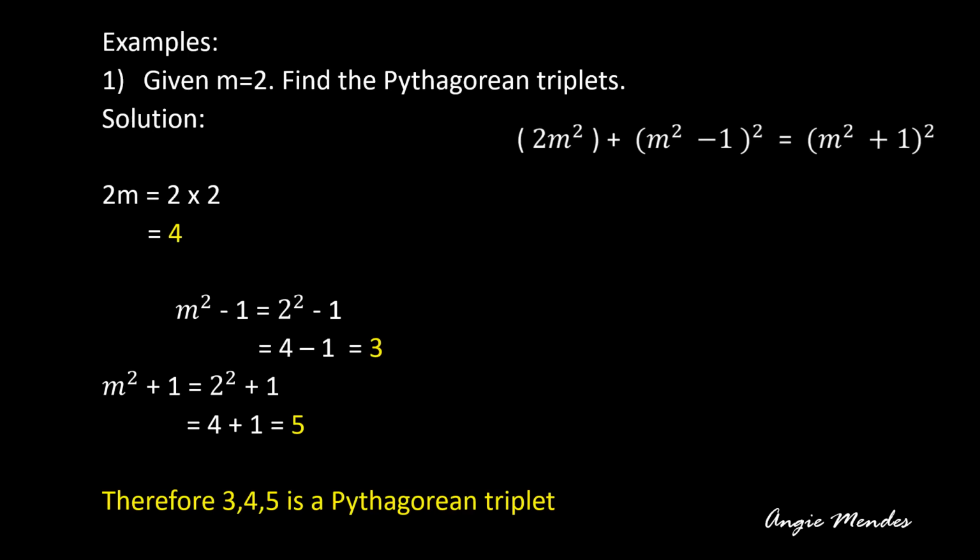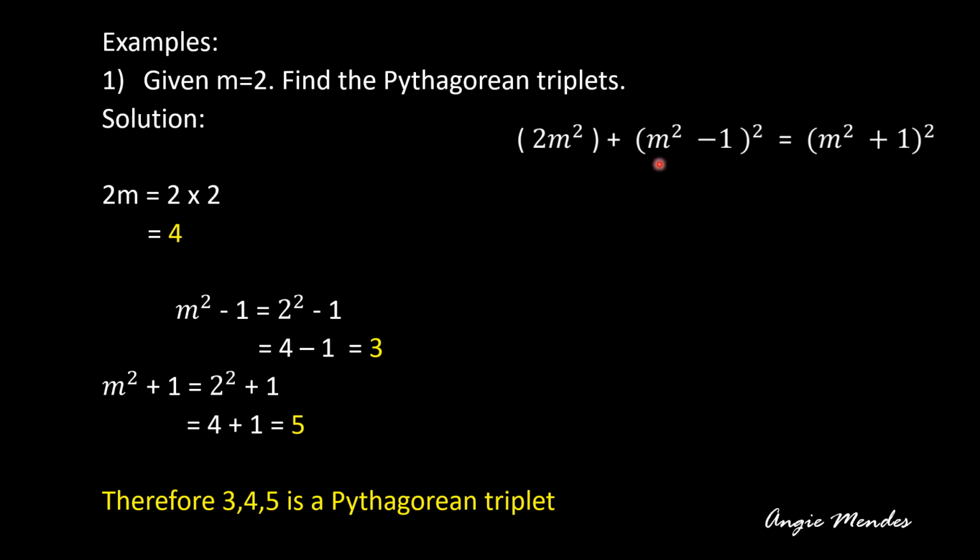Now let us take into consideration a few examples. Given m is equal to 2, find the Pythagorean triplet. Remember the formula (2m) square plus (m square minus 1) the whole square is equal to (m square plus 1) the whole square. So here 2m. So given m is equal to 2, substitute the value of m in 2m and you get 2 multiplied by 2 which is equal to 4.